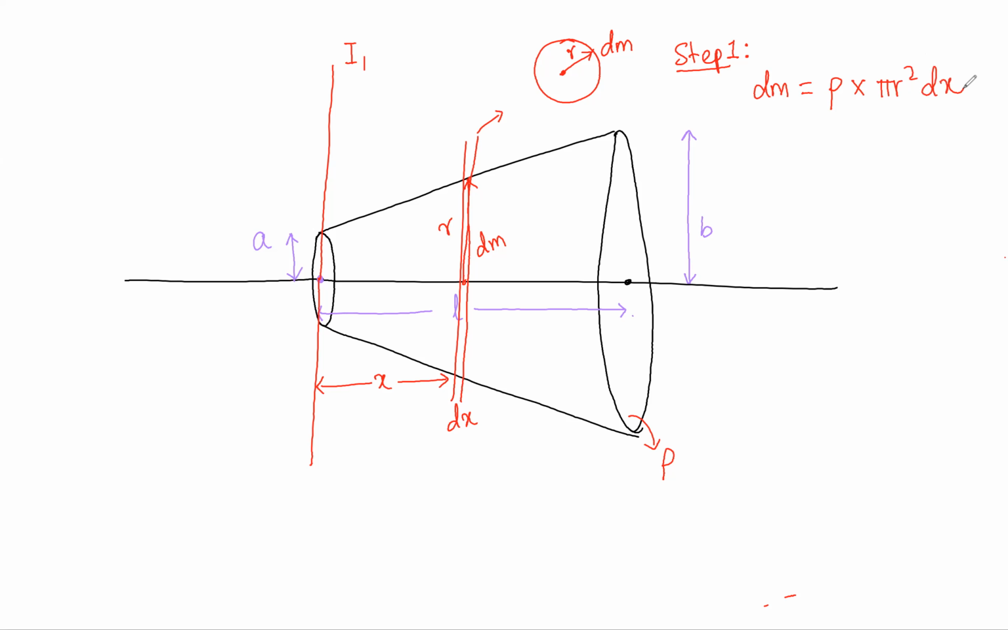Understood? dm is equal to rho into pi r square into dx. Volume is equal to area times length. Now the question is, what is the value of r? To find out the value of r, you'll have to use a little bit of geometry.